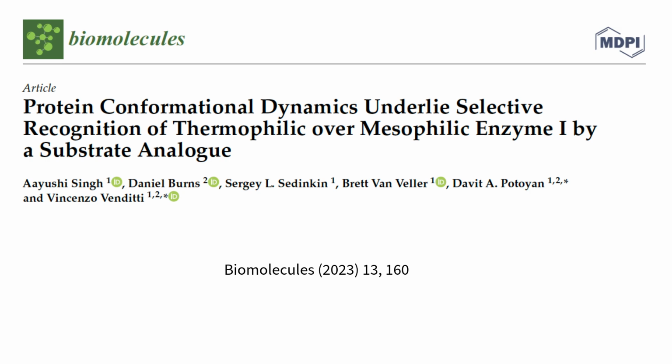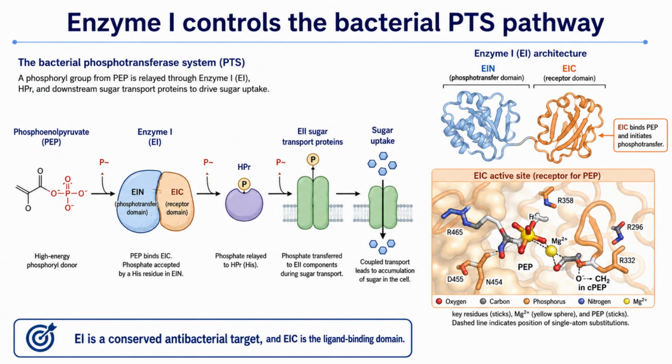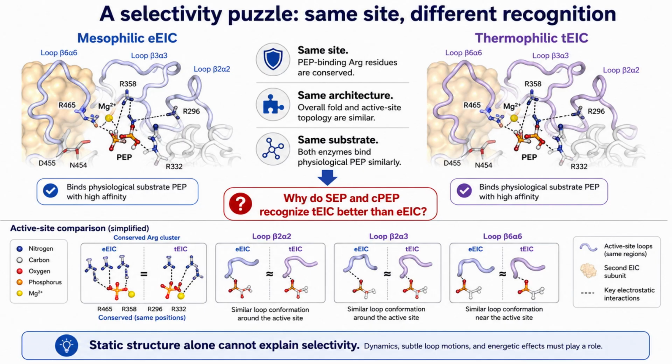How can two enzymes with nearly identical binding sites recognize the same ligand so differently? In this work, we studied the C-terminal domain of bacterial enzyme 1, or E1C. This domain binds phosphoenolpyruvate, PEP, and initiates the phosphoryl transfer reaction that powers the bacterial phosphotransferase system. E1C is also an attractive antimicrobial target, but designing selective inhibitors is difficult because many enzymes and metabolites interact with molecules that resemble PEP. The central question is therefore, what controls ligand selectivity?